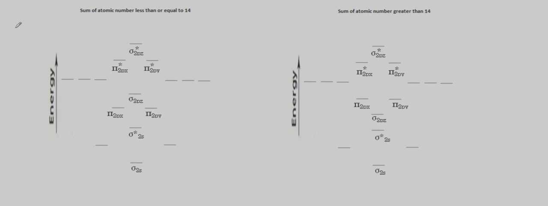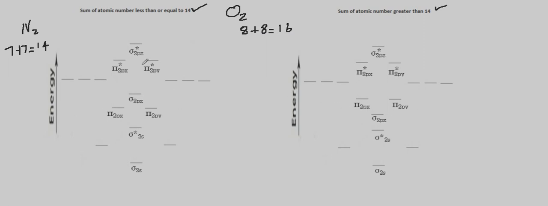For example, you can take nitrogen. We know that 7 is the atomic number of nitrogen, so 7 plus 7 is 14, so it goes to this category. Whereas oxygen, O2, 8 plus 8, 16, belongs to this category. If you notice, the difference is in the orbital overlap here, sigma 2p z, which has a higher energy level here, whereas here it's a lower energy level.